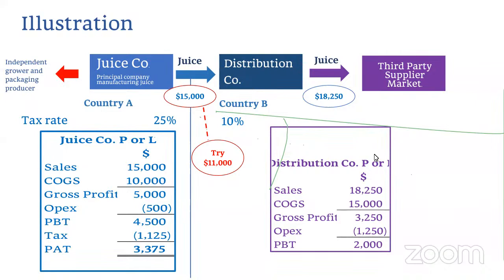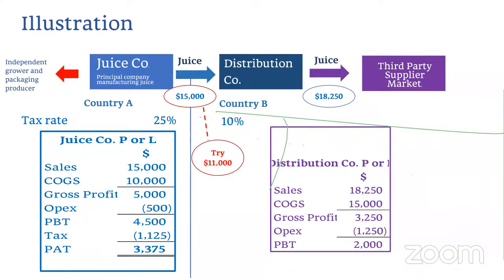Okay, so the point I'm trying to bring out here is that Juice Co. has an OPEX of 500, while Distribution Co. has an OPEX of 1,250. Juice Co.'s tax rate in country A is 25%. Country B is 10%. You find out that the tax paid in country A is 1,125, while in country B it is about 200. I can't see this very well. Now, you can see the profit after tax.